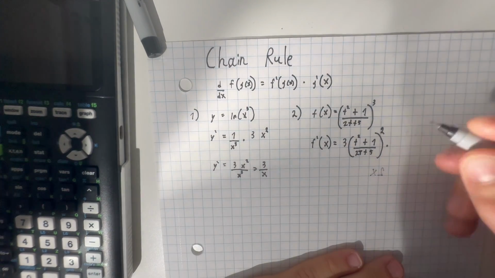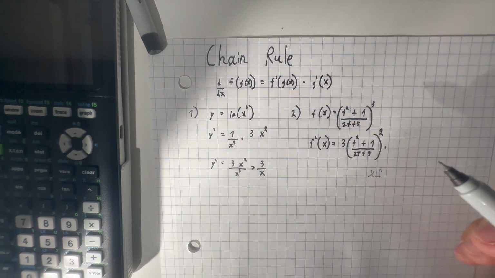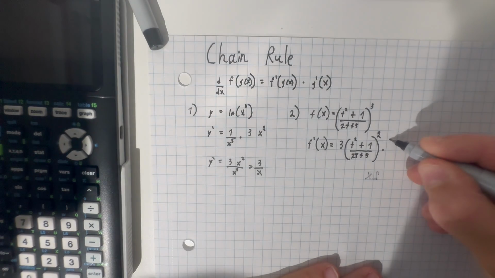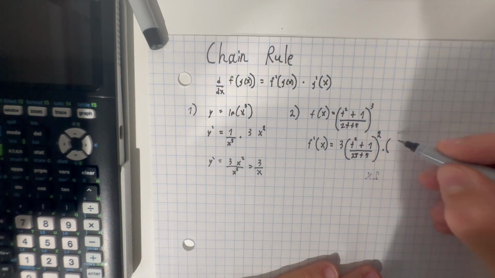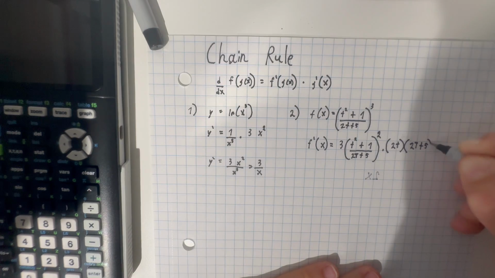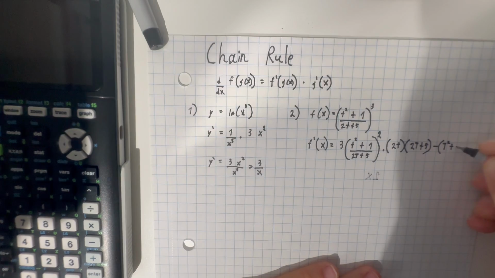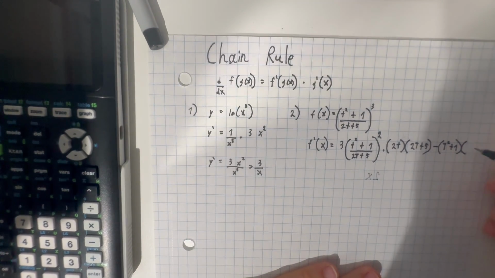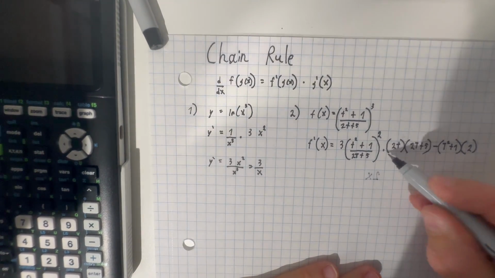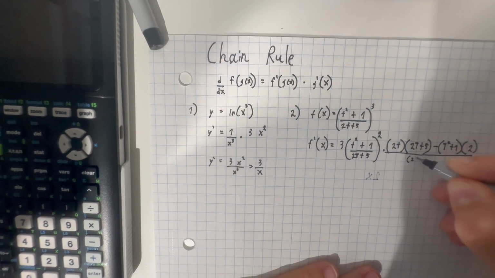And now times, we're going to have to differentiate everything that's inside the parentheses using the quotient rule. So I hope you guys know the quotient rule, and this is basically how it goes. We differentiate the top function, which is just 2t, and multiply it by the bottom function, which is just 2t plus 5. And then we subtract, keep the top function, which is t squared plus 1, and then derive the bottom function, which is simply 2. And now we have to divide all of this by the bottom function squared. So we're going to get 2t plus 5 squared.